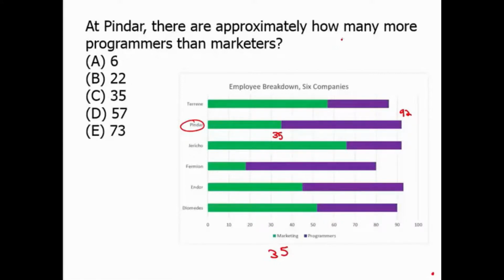So 92 minus 35. Well, 92 minus 30, of course, is 62, and then we'll subtract the 5, and that's 57. And so 57 is the number of programmers, 35 is the number of marketers. Notice both of those are answer choices, but notice that the question is not asking for how many programmers or how many marketers, but how many more programmers than marketers. Okay, so we have to subtract now 57 minus 35, and that gives us 22. Answer choice B.